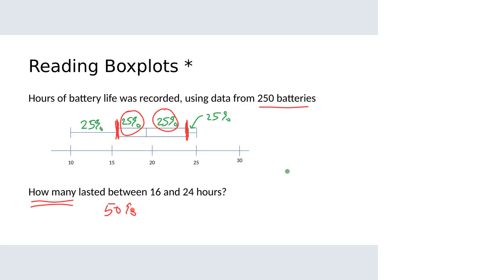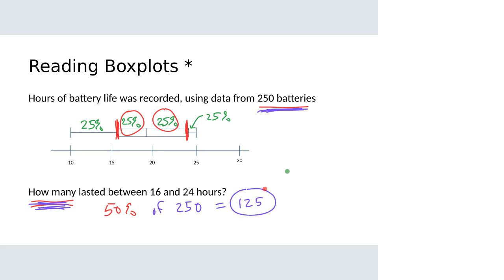If this question said what percent lasted between 16 and 24 hours, we'd say 50 and be done. But it didn't. It said how many of the batteries? Well, there were 250 batteries total, so 50% of those 250 batteries. It's half of them, so you could just divide by 2 and get 125.